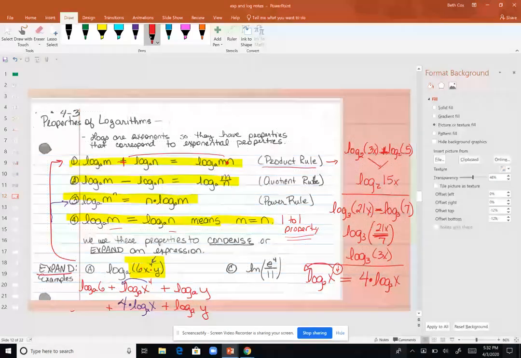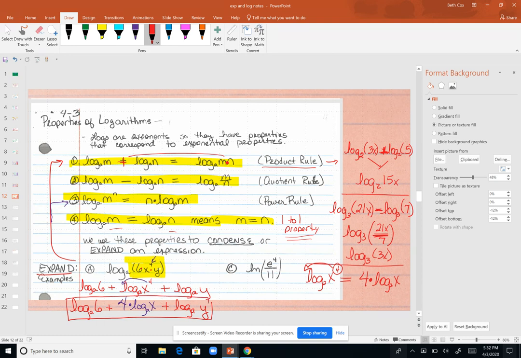And again, handwriting is important. That A is smaller and lower, and everything else is regular sized. But that's the answer to that one right there. I expanded that one. So now I've got to make myself some room over here. This one, again, remember, this is log base E. Okay, this one's going to be a little bit fancier in just a second. E to the 4th over 11.